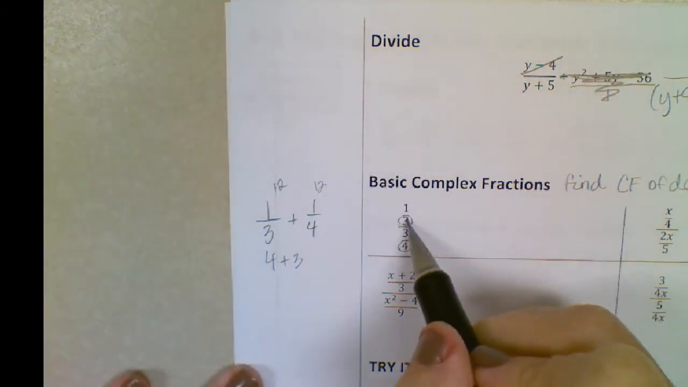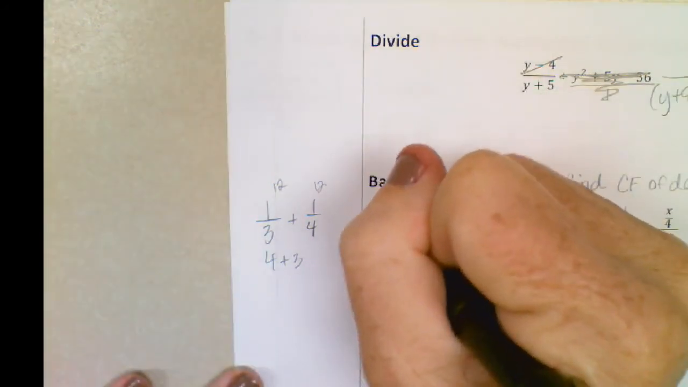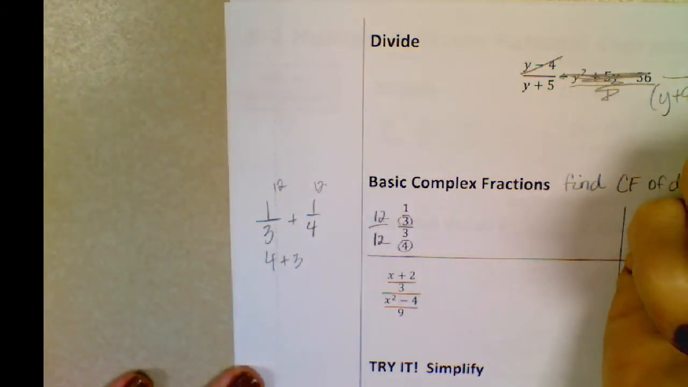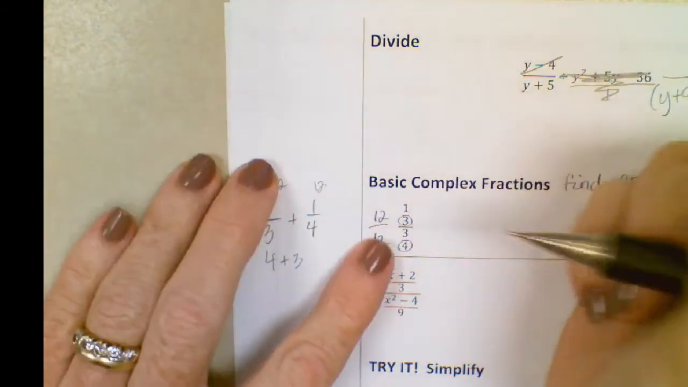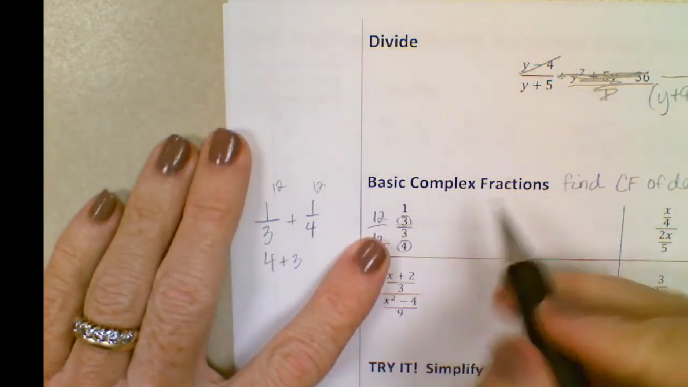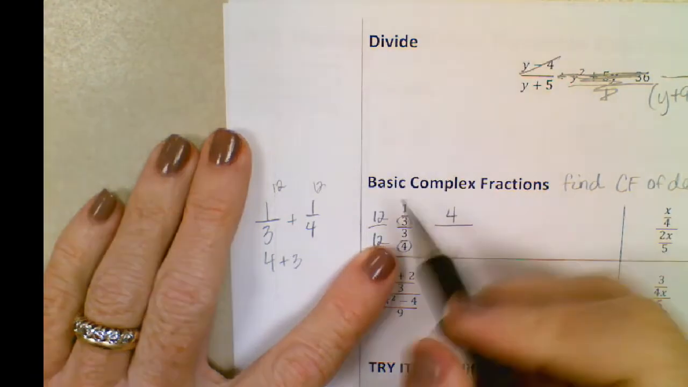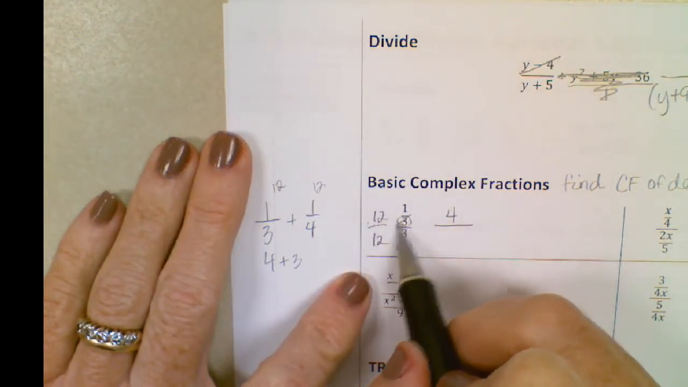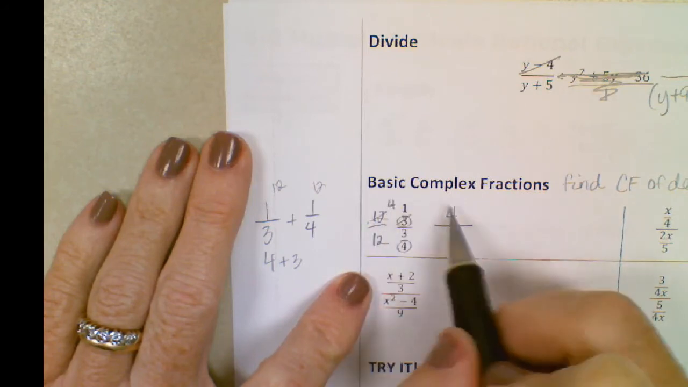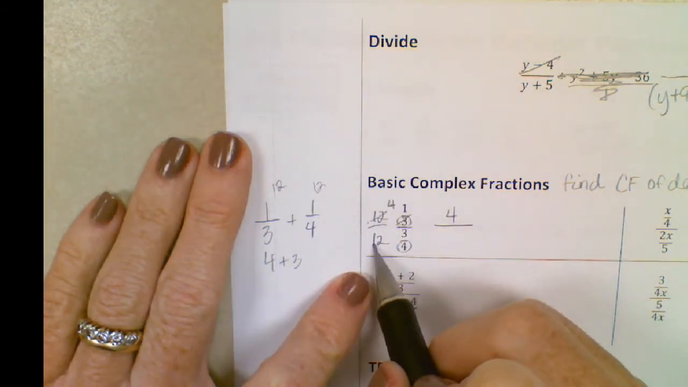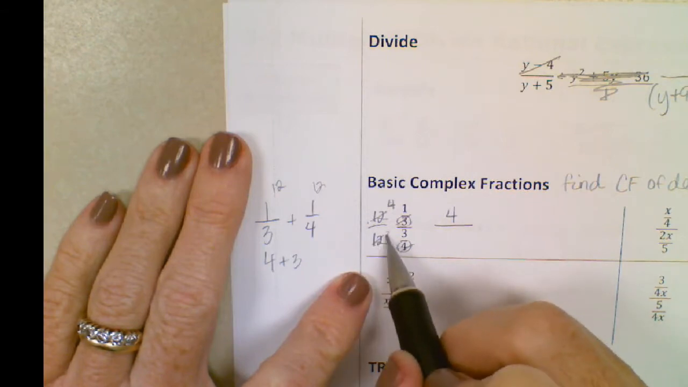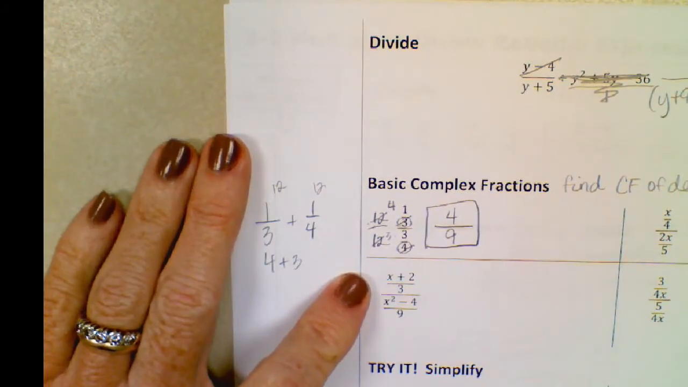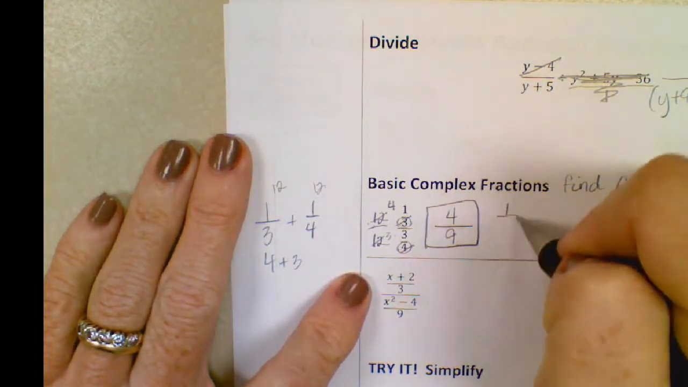So 3 times 4 is 12. So I'm going to multiply this fraction by 12 over 12, which is just 1. I'm not changing the value of anything. I'm just multiplying it. So 12 times 1/3 would be 4. 3 goes into 12 4 times, 4 times 1 is 4. 4 goes into 12 3 times, 3 is 9. And boom, you're done. Which to me is so much easier than having to rewrite this.